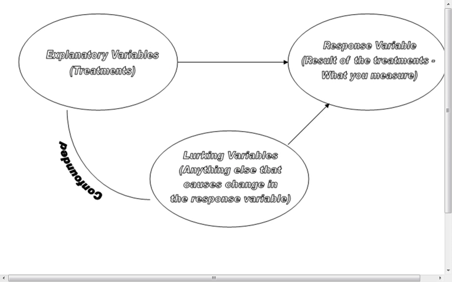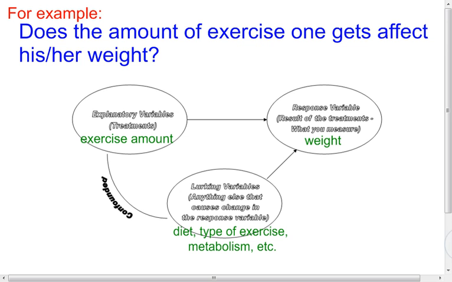We've looked at this before when we did the different kinds of causation, but just remember that the explanatory variable is the cause, it's the treatments that are imposed. The response variable is the effect, what you're measuring, and then obviously those third-party variables out there, the lurking variables, or sometimes they're called confounding variables, are also part of experiments.